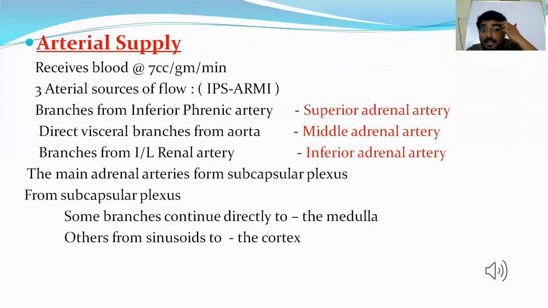Arterial supply: it receives blood at the rate of 7 cc per gram per minute. There are three arteries: the superior adrenal artery, the middle adrenal artery, and the inferior adrenal artery. The superior adrenal artery is a branch of the inferior phrenic artery, the middle adrenal artery is a branch of the aorta, and then the inferior adrenal artery. These are the arterial supply: superior, middle, and inferior.